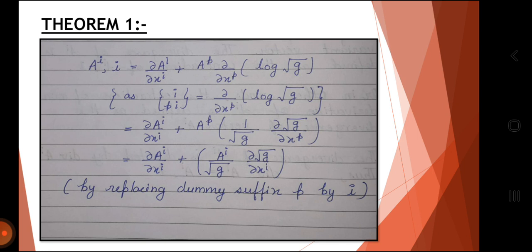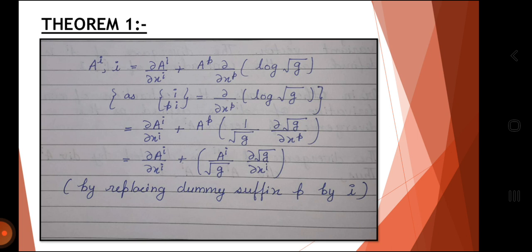So substituting in the above, we get del A^i upon del xi plus A^p in the bracket 1 upon under root g del root g upon del xp. This can be written as del A^i upon del xi plus A^i under root g into del root g upon del xi.